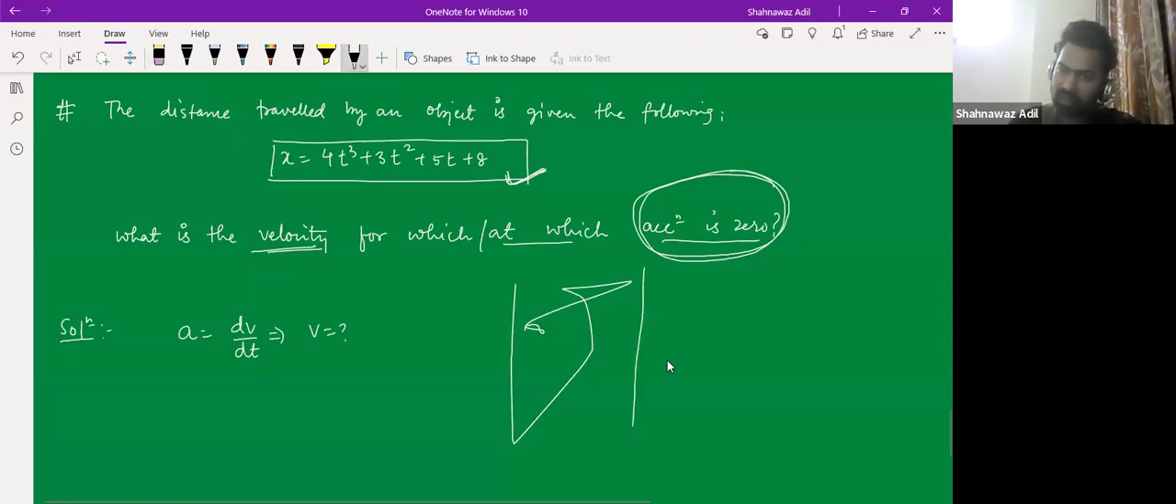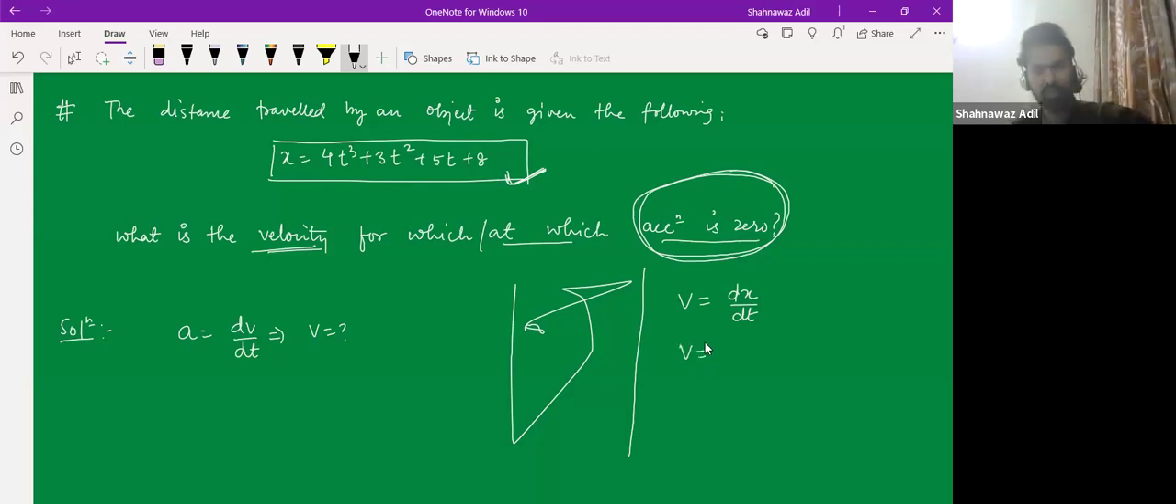So let's find out the v first. And what is v? That is dx by dt. So x is given, and can you tell me what is v? Please calculate and tell me what would be v. You have to just differentiate it and then you'll get the answer.